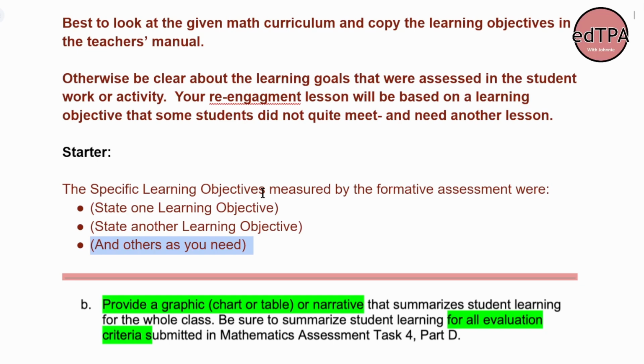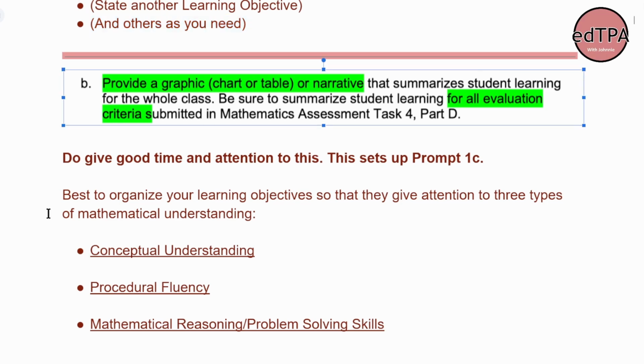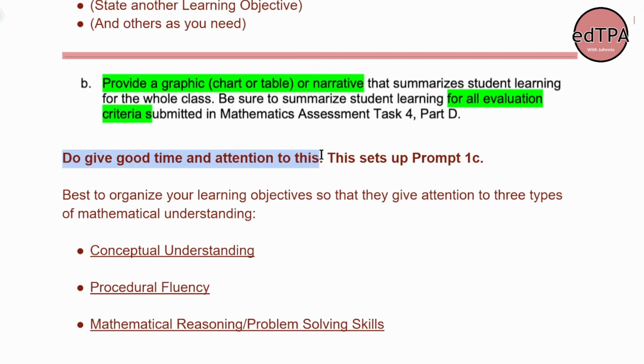Next one is at the heart of this task, so you need to do the next one really well. This is B. Provide a graphic, chart or table or narrative that summarizes student learning for the whole class. Be sure to summarize student learning for all evaluation criteria submitted in Mathematics Assessment Task 4, Part D. So that's where you set out what was measured in your assessment. Do give good time and attention to this. It sets up prompt C.